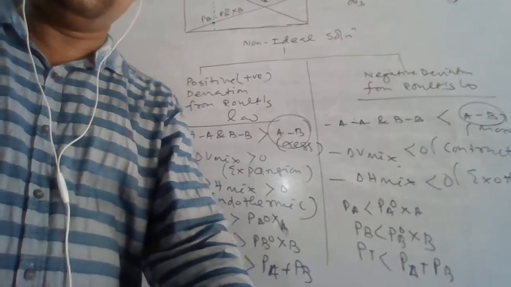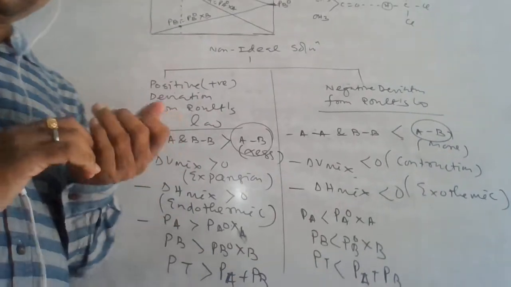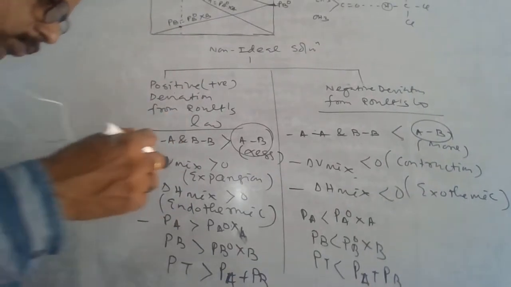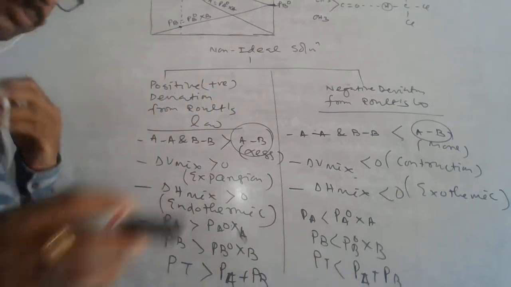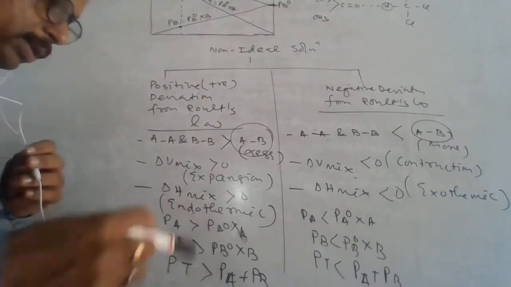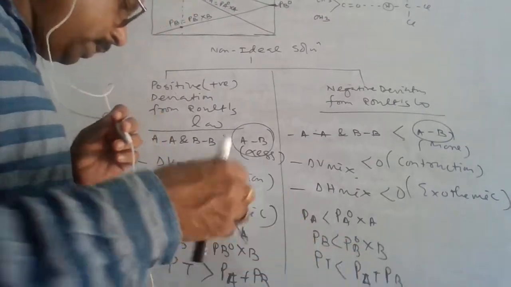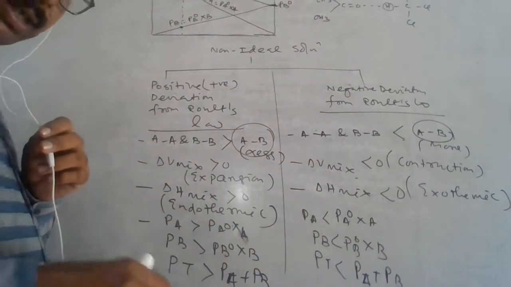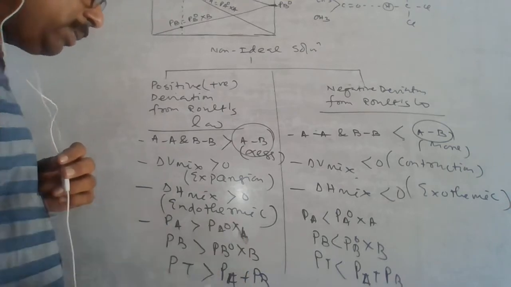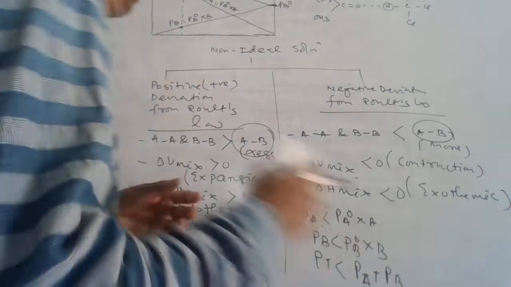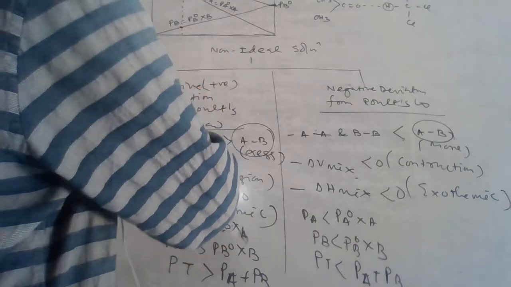Okay. So what do you understand here? From the condition PA is greater than PA0 XA and PB is greater than PB0 XB. So let me draw the graph for the understanding.